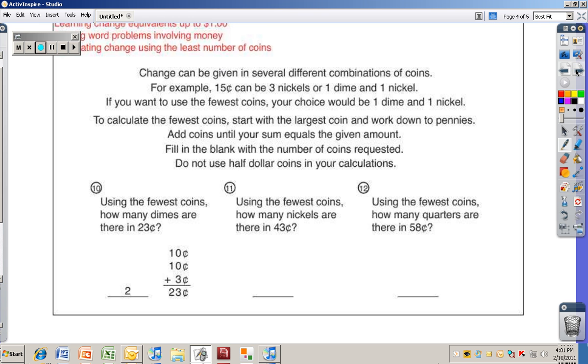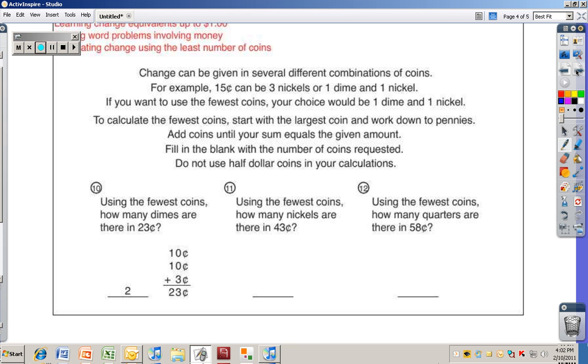Alrighty, moving on. Change can be given in several different combinations of coins. For example, 15 cents can be 3 nickels or 1 dime and 1 nickel. If you want to use the fewest coins, your choice would be 1 dime and 1 nickel.